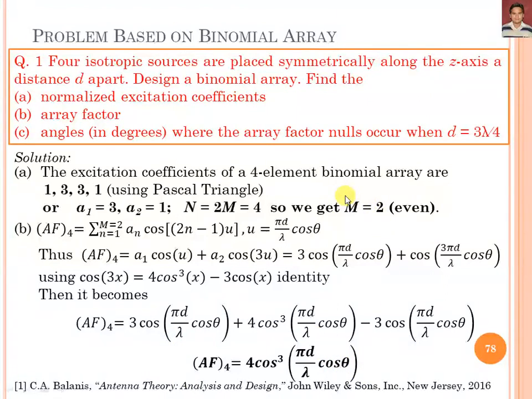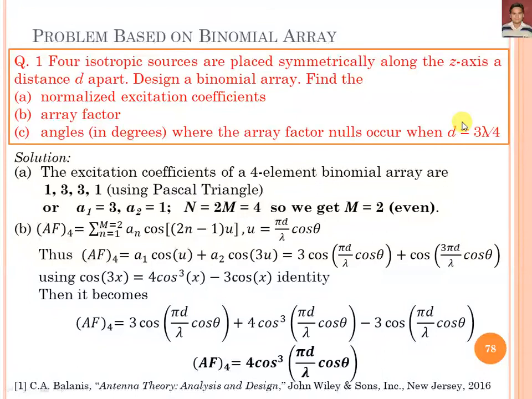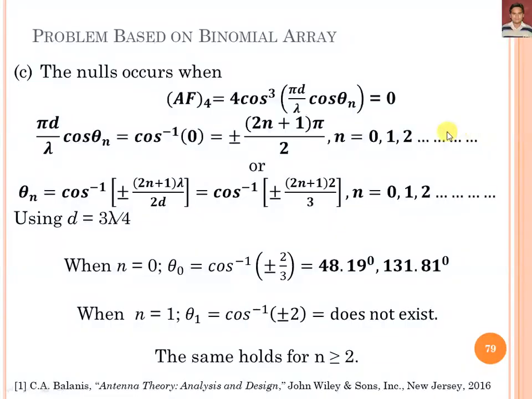Then the nulls occur when the array factor is equal to 0, as we have discussed for the broadside array, end fire array, and other arrays. We consider pi d upon lambda cos theta n equal to 0, which is equal to (2n plus 1) pi by 2, where n is equal to 0 1 2, or we can say theta n is equal to cos inverse of plus minus (2n plus 1) times 2 upon 3, when we put the distance d equal to 3 lambda by 4 as given, so we can calculate theta n.